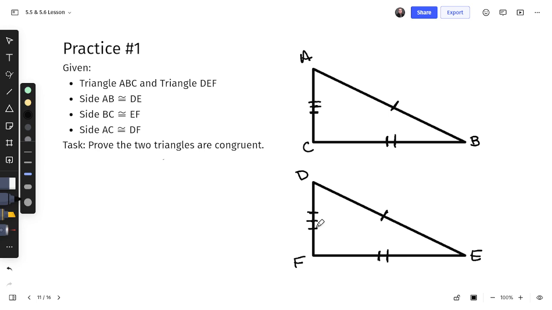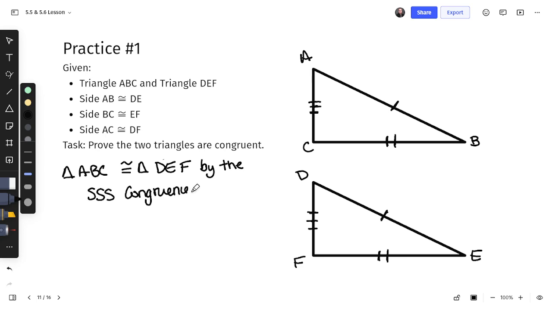Well, since all three pairs of corresponding sides are congruent, then triangle ABC is congruent to triangle DEF by the side congruence theorem. Starting off nice and simple.